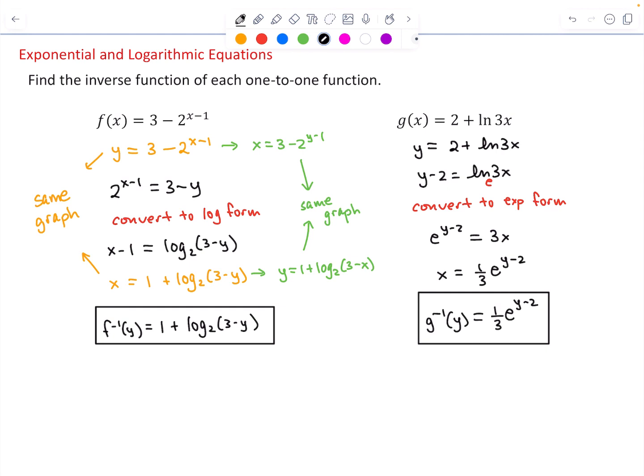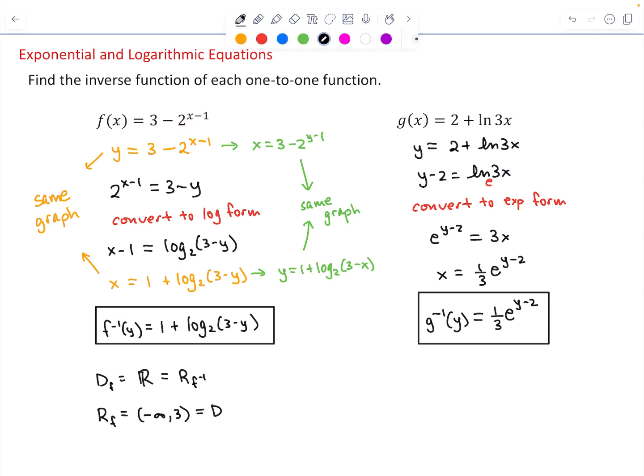And by way of review of domain and range, the domain of f: look to this rule, x is part of an exponent, and exponents can be any real number. So the domain is all real numbers. This will be the range of the inverse function. The range of f, well, this function, 2 to the x minus 1, has a range of y being positive, reflect around the x-axis, and then shift up 3, gives me a range of negative infinity up to 3. And these are the outputs of f.